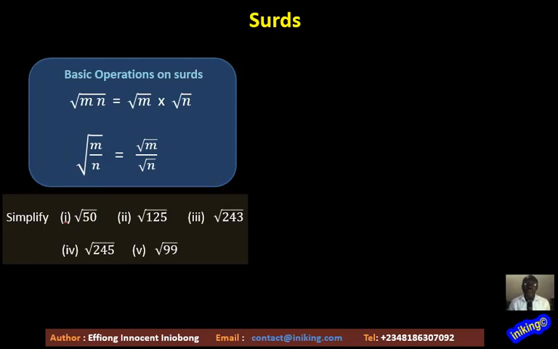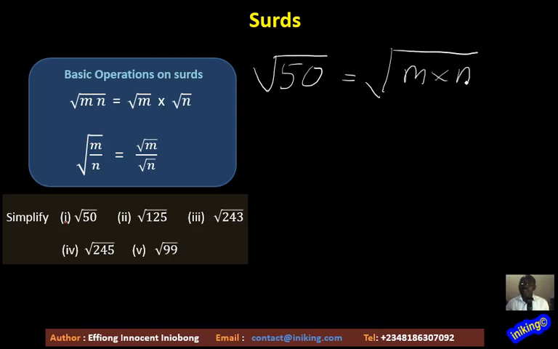We are told here, simplify root 50. How can I use the rules that we have just learned to simplify root 50? That is, give us this in a simpler form. Anytime we are asked to simplify a Surdic expression, we simply look at the number there, 50 for example, and see if we can split it into two other numbers, m by n, where one of them, say n, is such that the square root of it cannot be obtained directly, that is a surd.